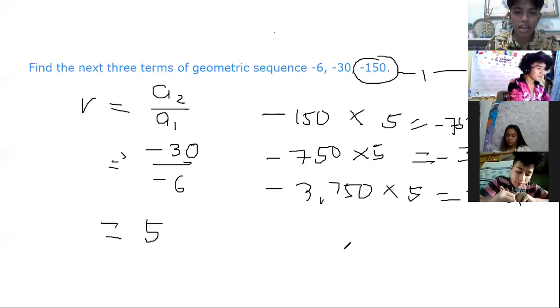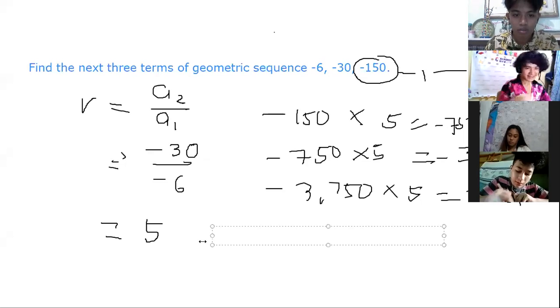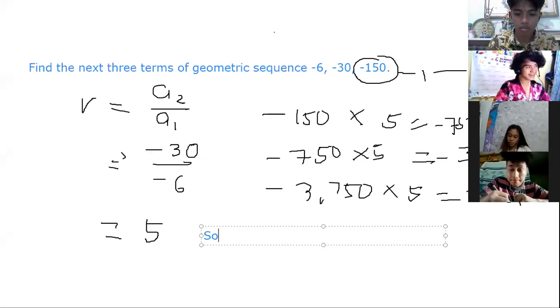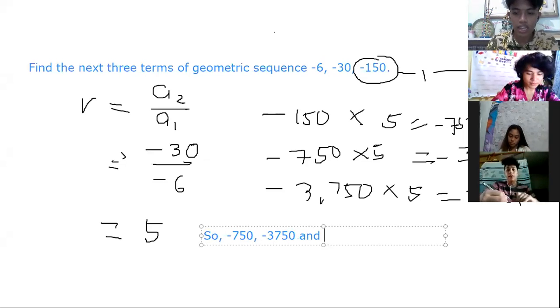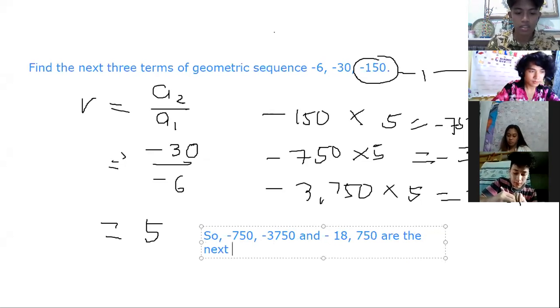Okay. So, bale, for your conclusion, add tayo na ulit ng text dito. So, negative 750, negative 3,750, and negative 18,750 are the next 3 terms.